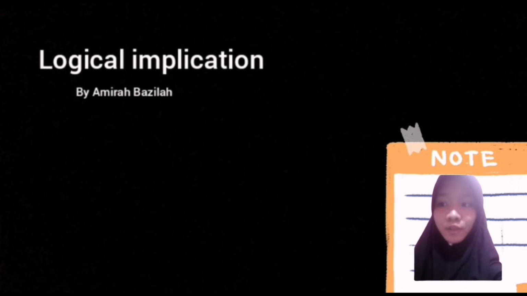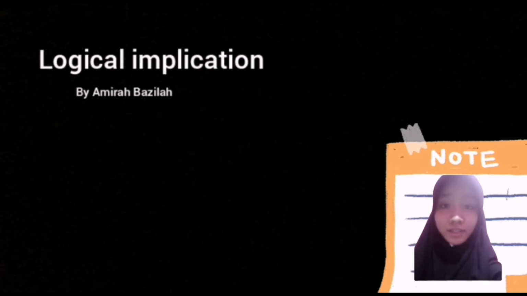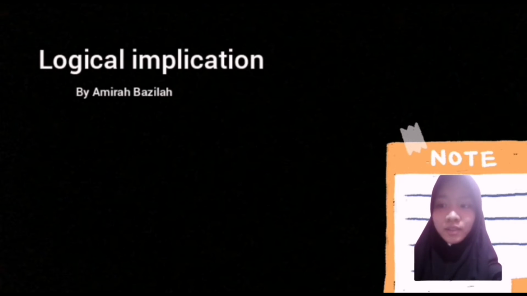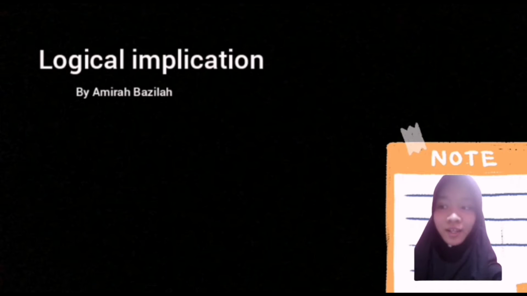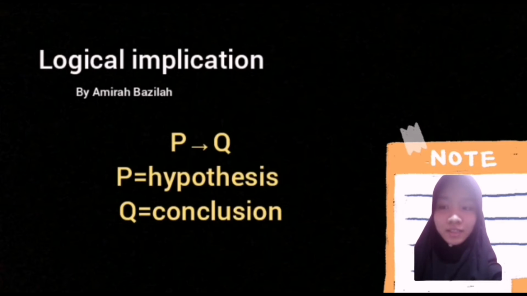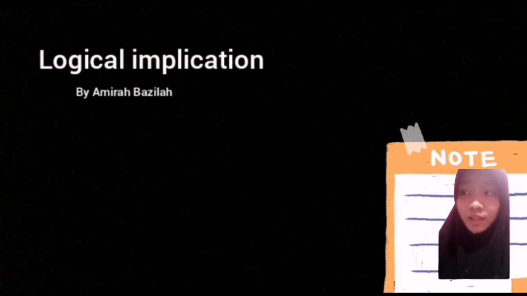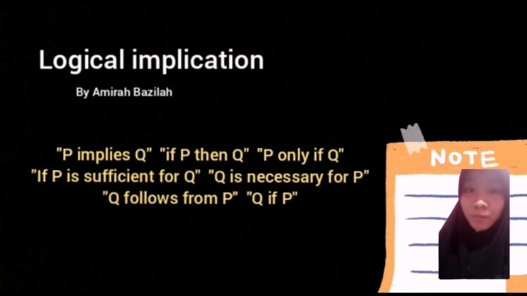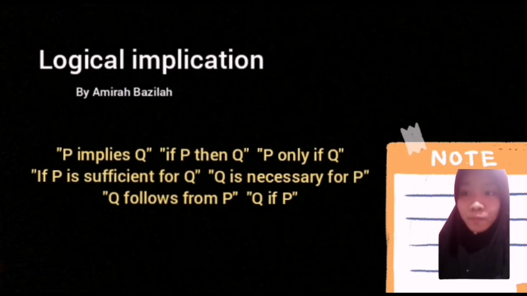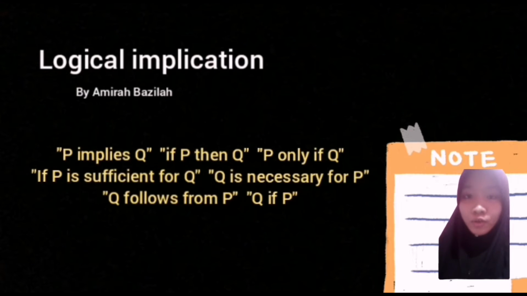Actually, there are many ways to read the logical implication. Let's say we have two simple statements P and Q, which are joined by the implication operator: P implies Q. P is known as the hypothesis and Q is known as the conclusion. P arrow Q can be read as P implies Q, if P then Q, P only if Q, P is sufficient for Q, Q is necessary for P, Q follows from P, or Q if P.